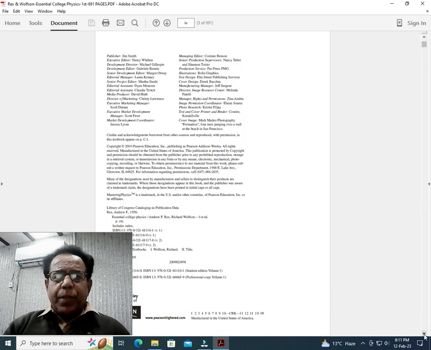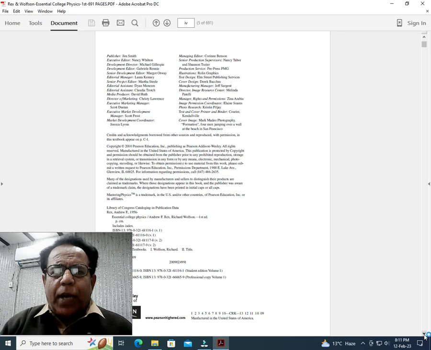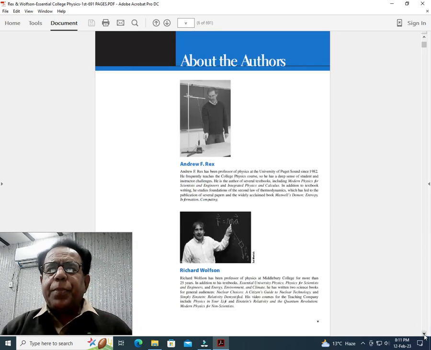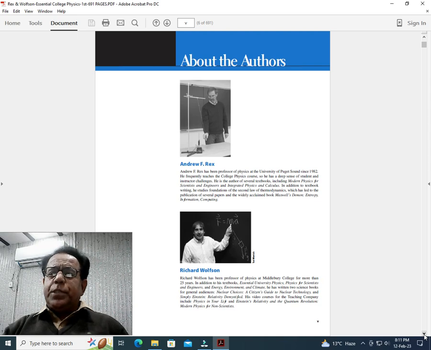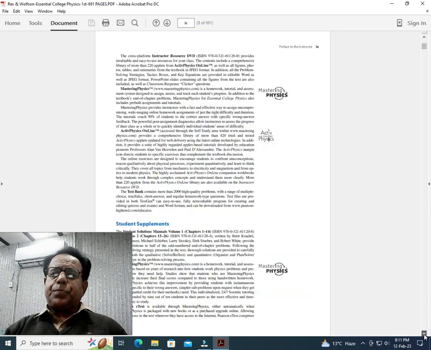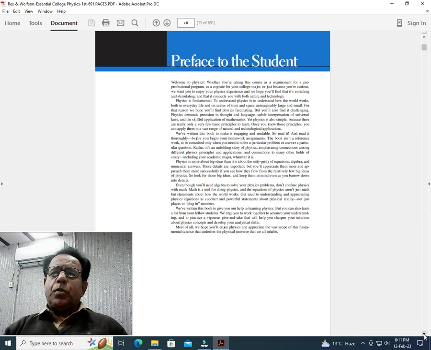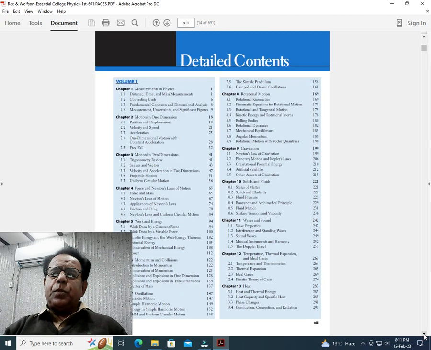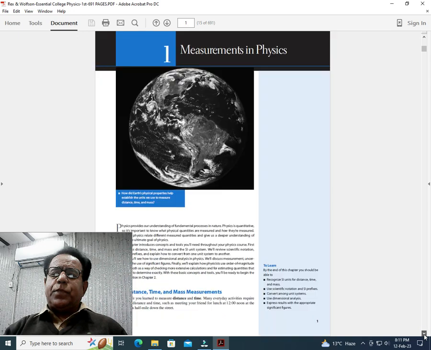This book was published in the year 2010. These are the two authors of this book, Andrew F. Rex and Richard Wolfson. These are the contents of this book.